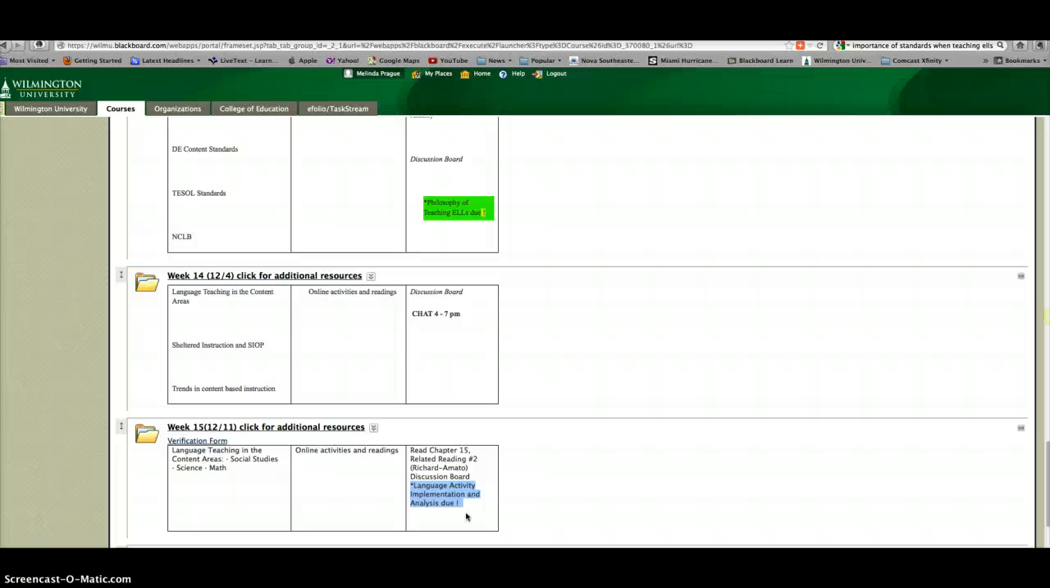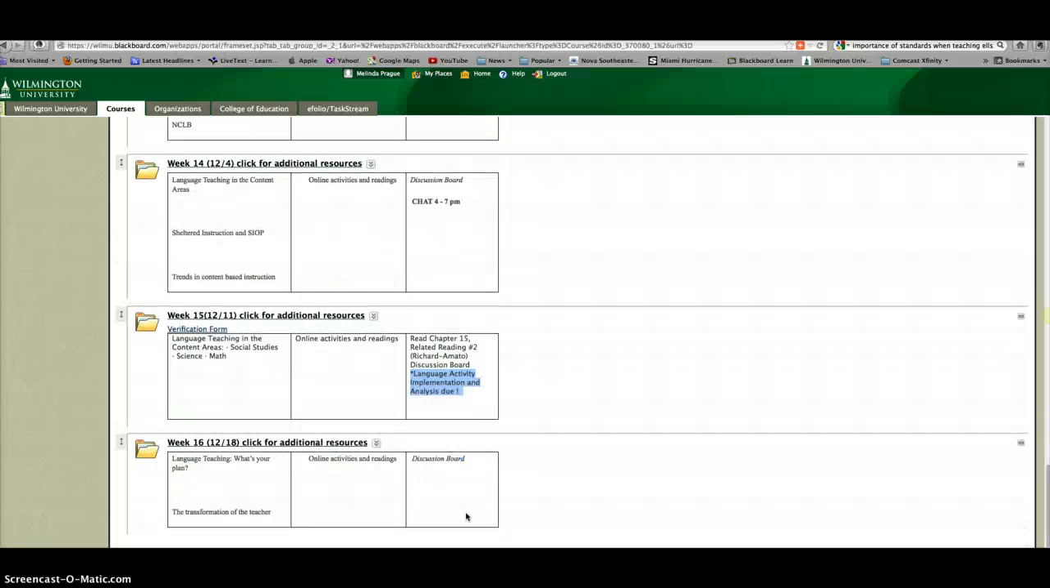Remember that this assignment is going to be posted not only in Blackboard, but to your TaskStream as well.